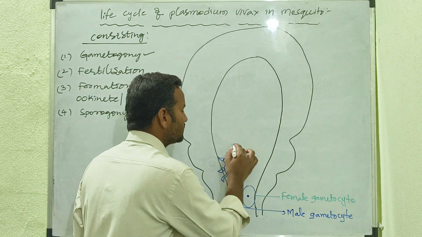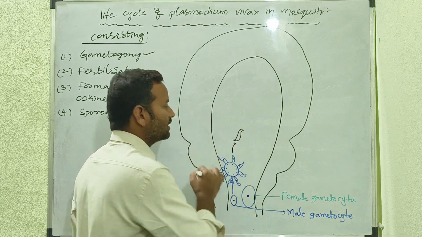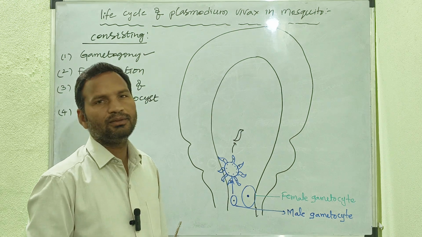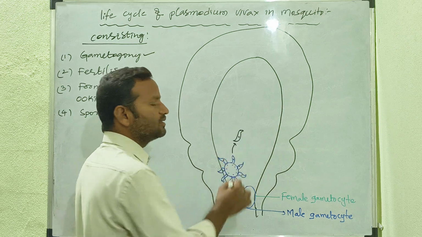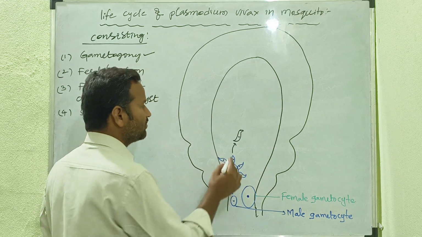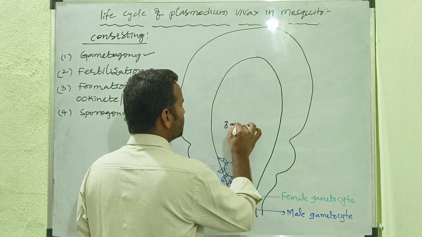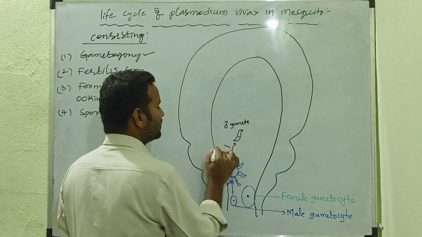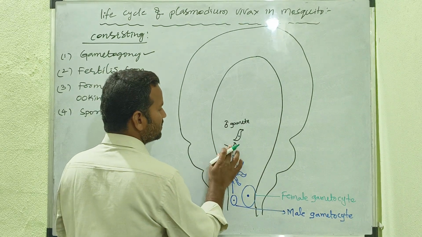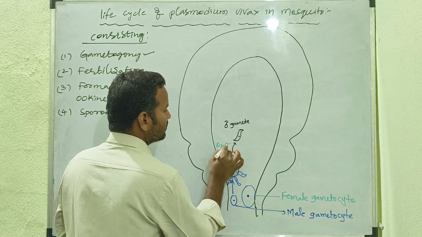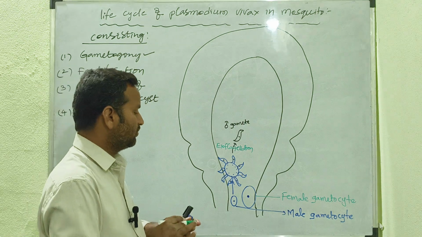When it is separated from the cytoplasm of the male gametocyte, it is called a male gamete. The process is called exflagellation. Got it? Once again, come to the point.